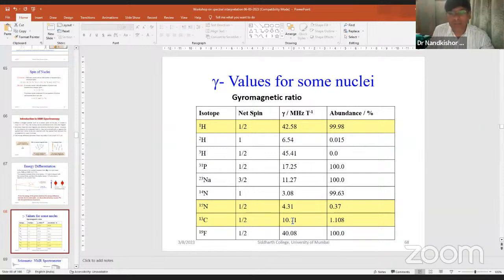Another thing: suppose proton NMR works at 400 megahertz as a frequency. That means the required magnetic field for that frequency will be more. In the case of C13, the required frequency will be 4 times less, that means 100 megahertz only. So for C13 NMR the required magnetic field will be less than for proton NMR.